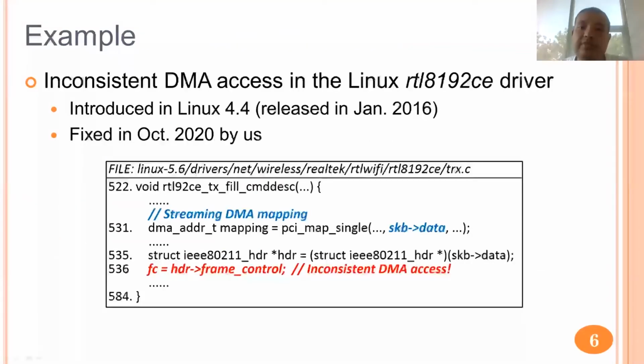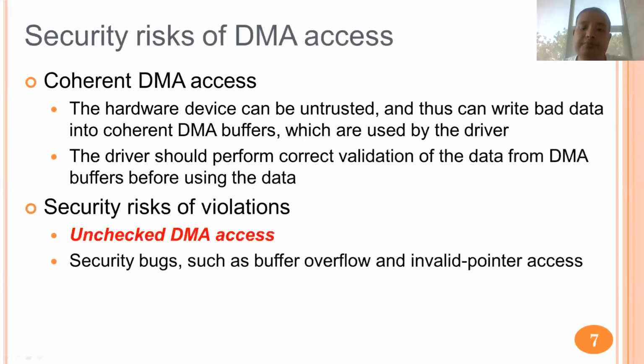Here is a real example of inconsistent DMA access in a Linux driver. In the figure, the streaming DMA buffer skb->data is created, and then its content is read via the variable hdr->frame_control without any synchronization. Thus, an inconsistent DMA access occurs here. This problem was first introduced in Linux 4.4 and fixed by us in October 2020.